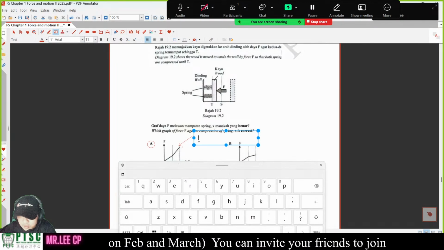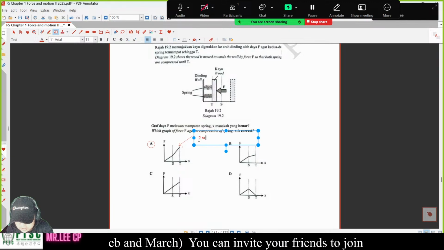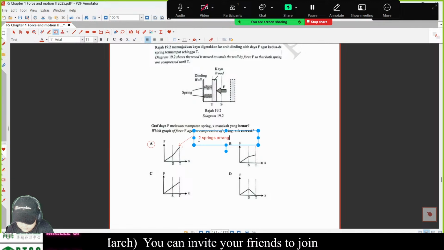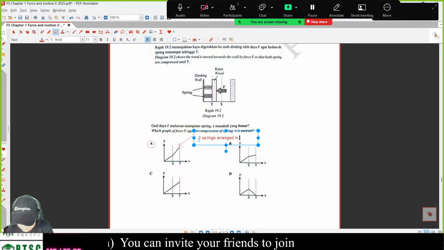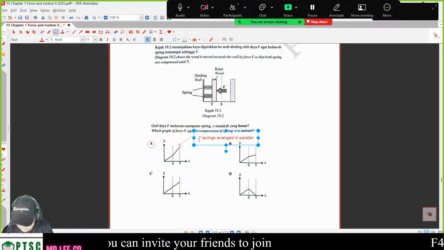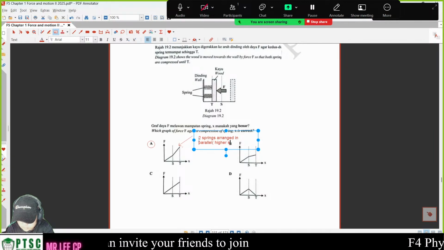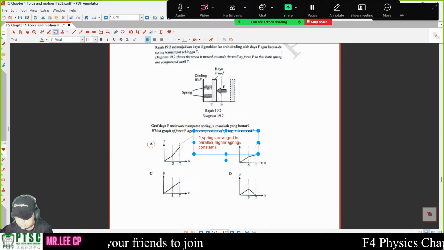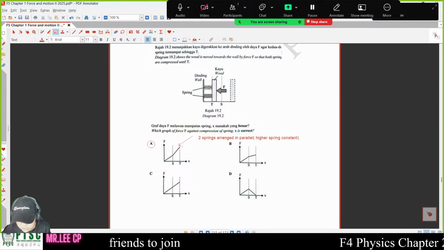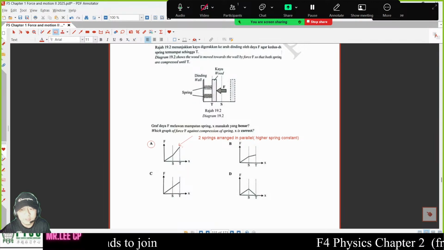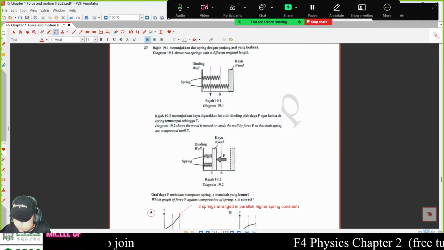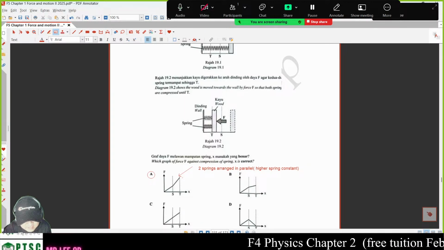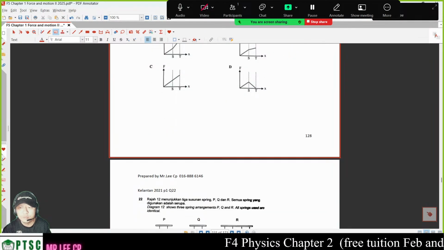Meaning that here it is two springs together, so here will be a higher spring constant. Here will be one spring only. When you press here, this spring is too short, so you press one spring only. So this one is not that stiff. When you press two springs, it will be stiffer.